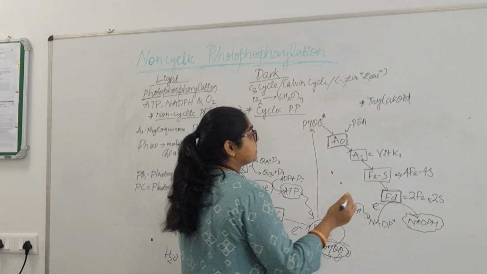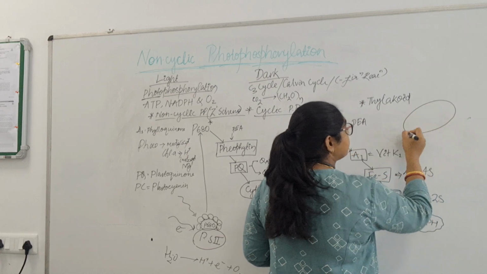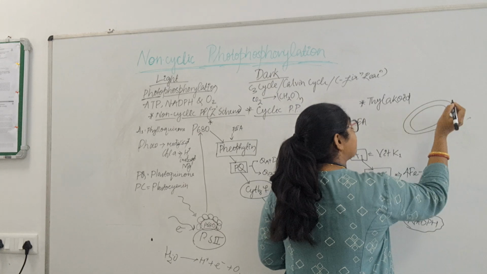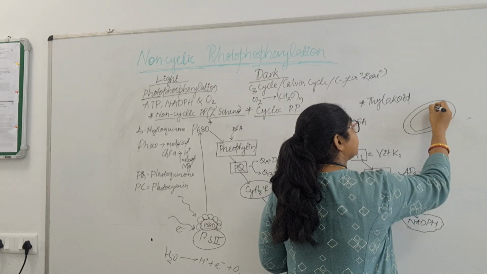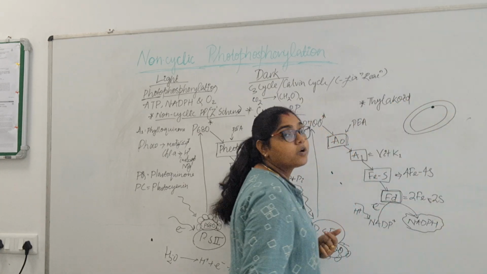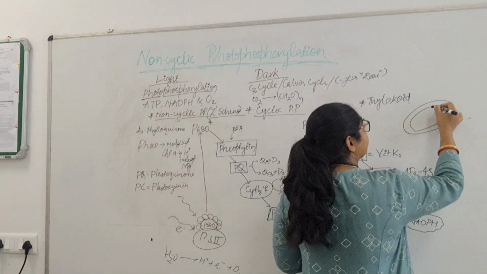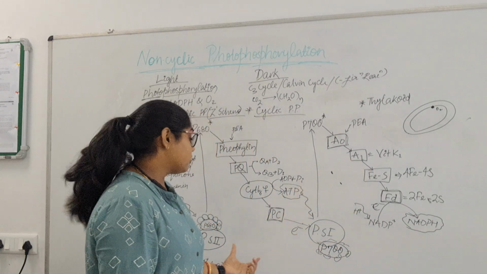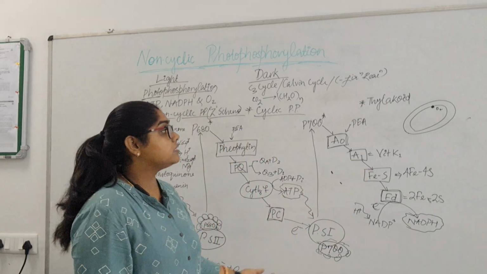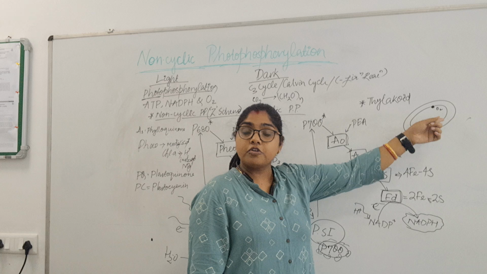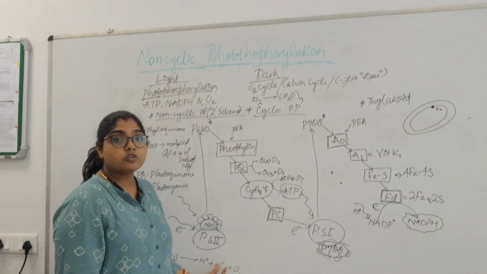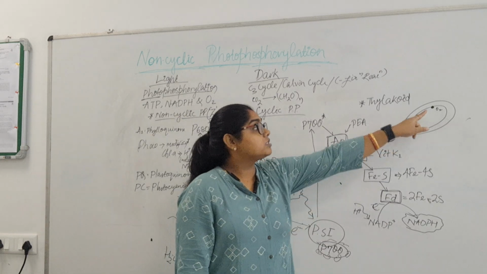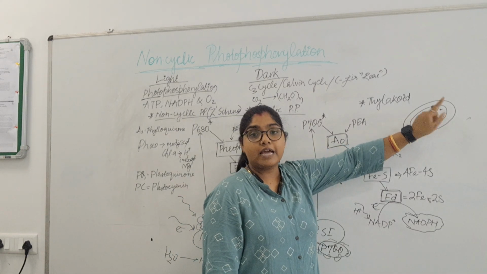If we consider a double membranous structure of the thylakoid, this oxygen evolving complex is present here, on the luminal surface or the inner side of the thylakoid. This is the oxygen evolving complex. That means photolysis of water takes place here. A proton and electron are produced, and along with this, release of oxygen also takes place. So this oxygen is released in the luminal part of the thylakoid.